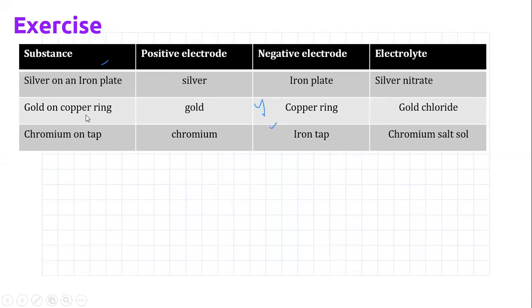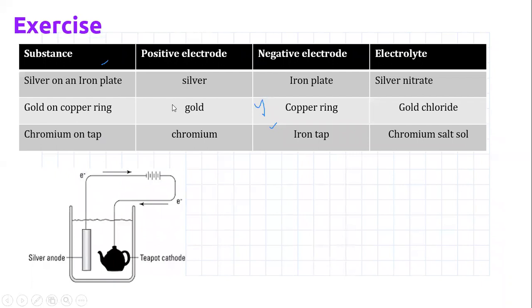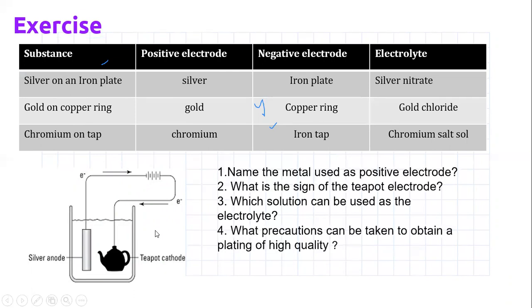The second one, gold on copper ring. So at the positive electrode, we use gold, and at the negative electrode, we use the copper ring, and the electrolyte is gold chloride, or any other salt solution of gold. Third one, chromium on tap: positive electrode chromium, negative electrode iron tap, and electrolyte is a chromium salt solution. Right, so here you can see a diagram.